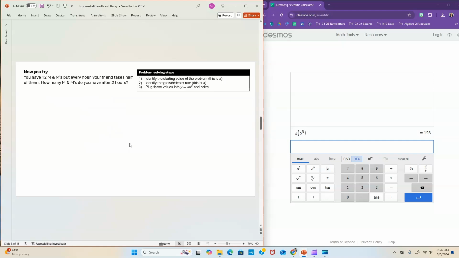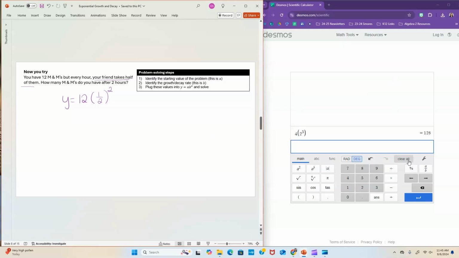So now you can go ahead and pause the video and try doing this example on your own. So here you start off with 12 M&Ms, so you have 12, and then your friend takes half of them every hour. So that's going to be our rate of change, which is 1/2. We want to know how many M&Ms you have after 2 hours. So this is going to be 12 times 1/2 to the 2.